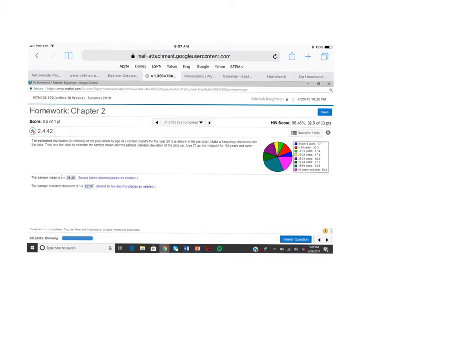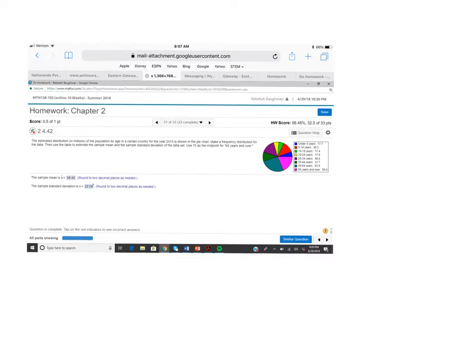One of the things that we need to be able to do in Chapter 2 is to determine the standard deviation of a distribution that's displayed in a pie chart similar to this one. Now, to determine the standard deviation, you first need to find the mean. And if you need help finding the mean, just message me and I can make a video about that.